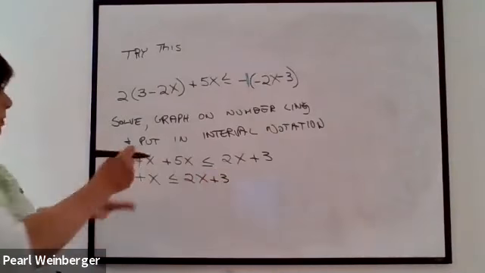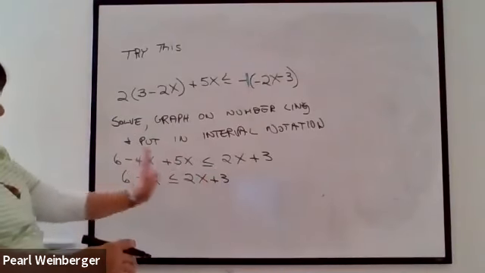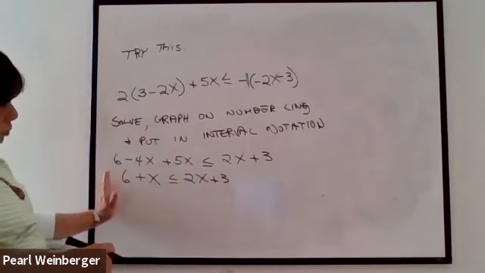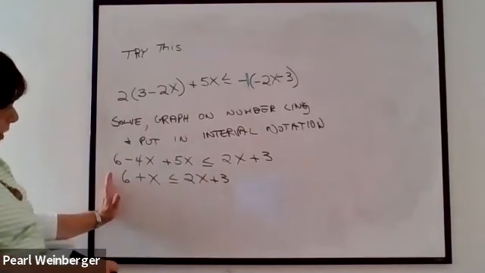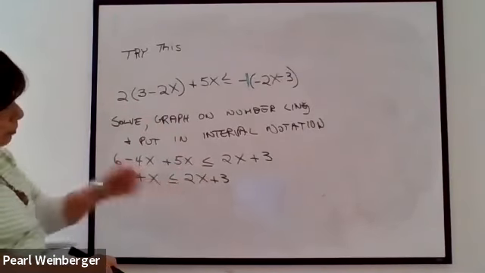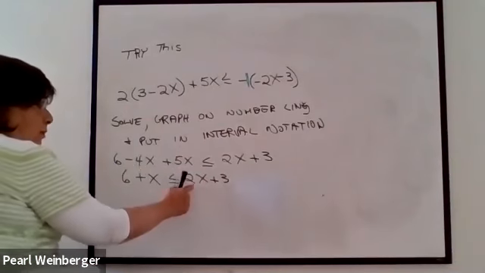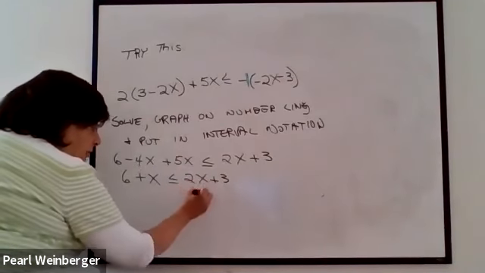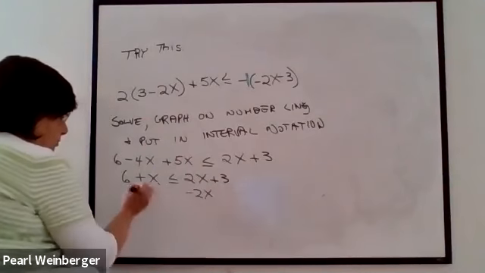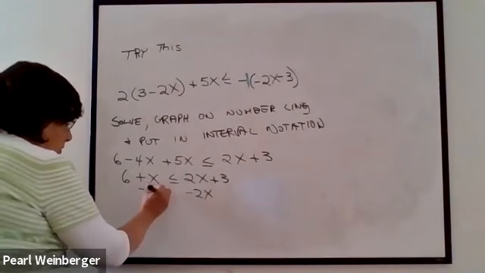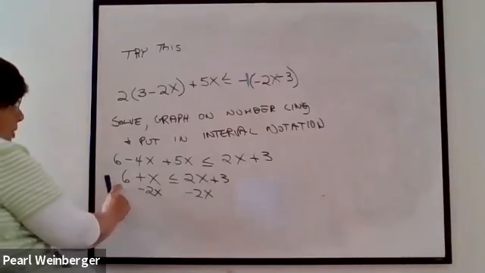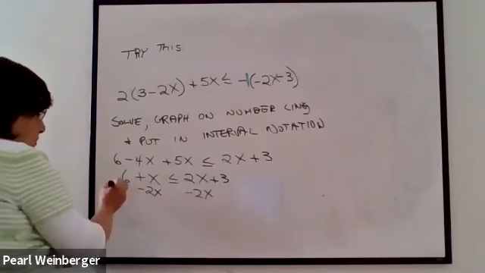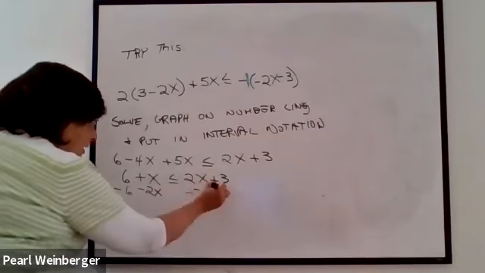The next thing we want to do, because it's an inequality, is make sure to get all the x's on the left side, all the numbers on the right side. So I want to get rid of this 2x over here. So I'm going to subtract 2x from both sides. And I want to get rid of the 6 that's on this side. So I'm going to subtract 6 from both sides.